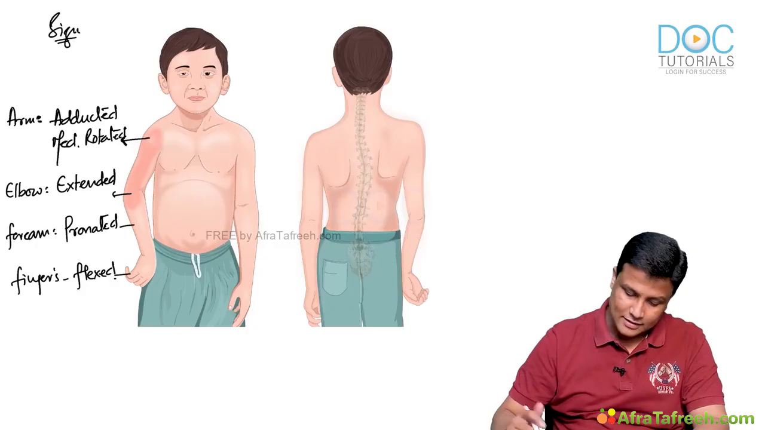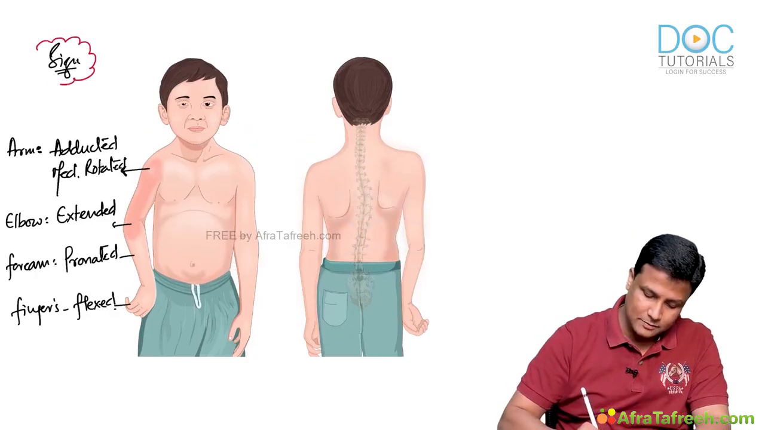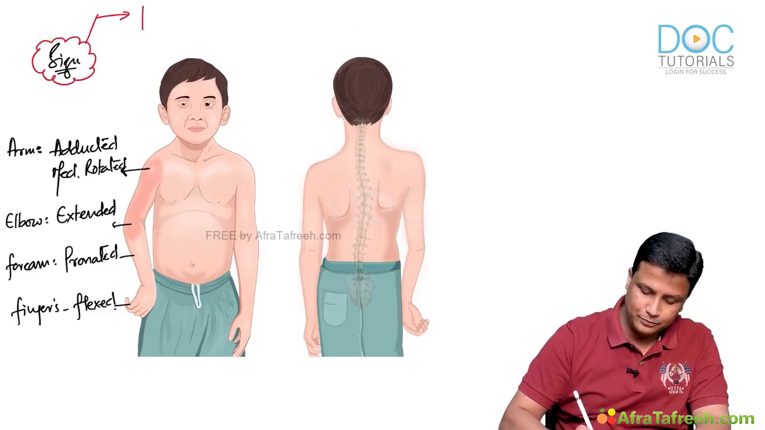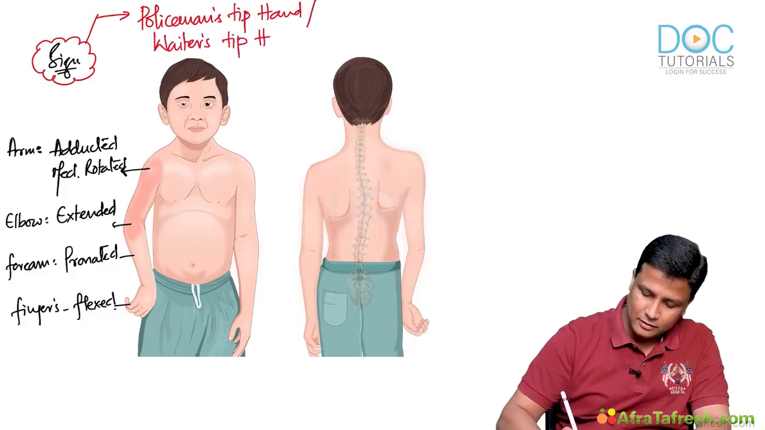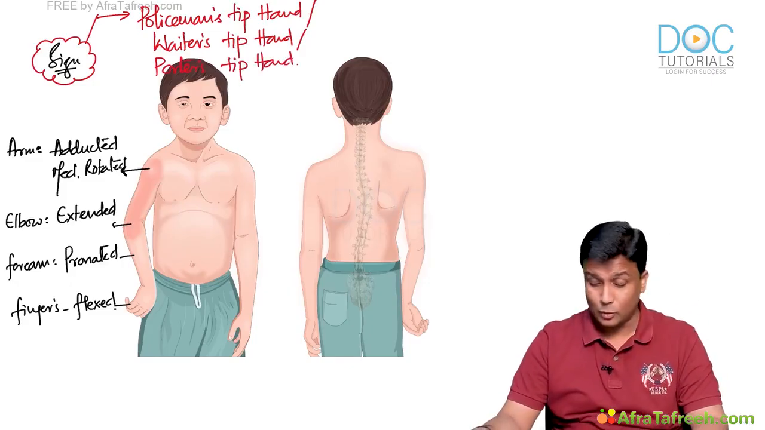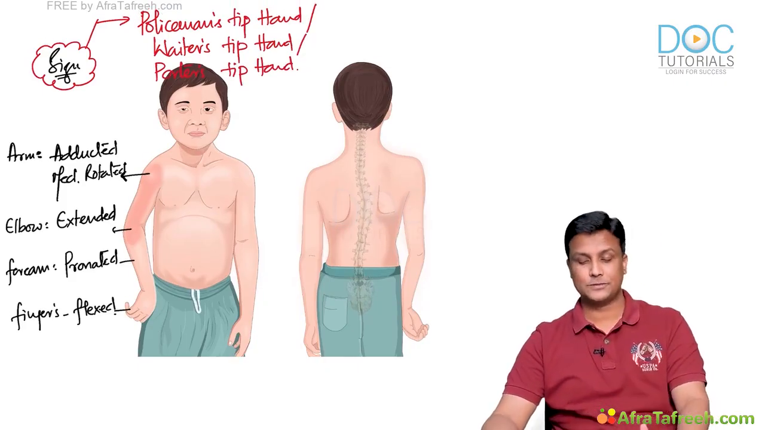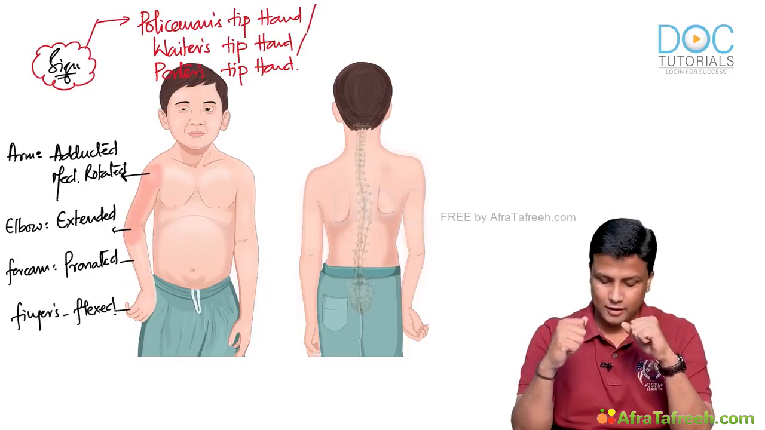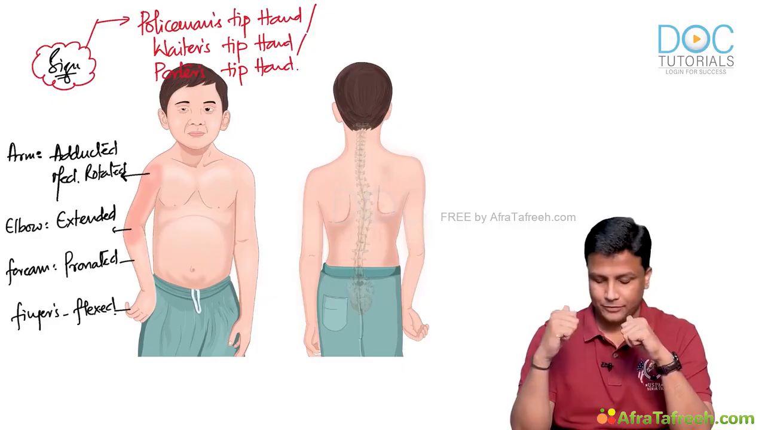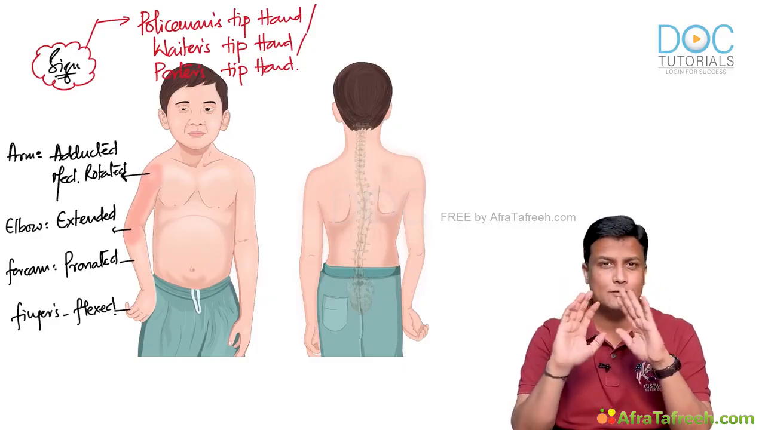So basically, what is the sign of Erb's paralysis? Yes, I'm just writing here. It is the policeman's tip hand, or else it is also known as the waiter's tip hand, or else remember one more name, it is also known as the porter's tip hand. That is the sign by which you will be able to identify Erb's paralysis in clinical conditions. Later on in the video, I will even tell you the reason for that, how it is happening and all. Don't worry about that, guys. So for now, you remember the entire sign of Erb's paralysis. Hope it is very, very clear.